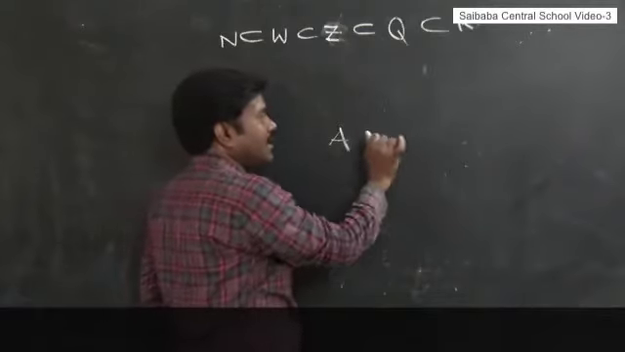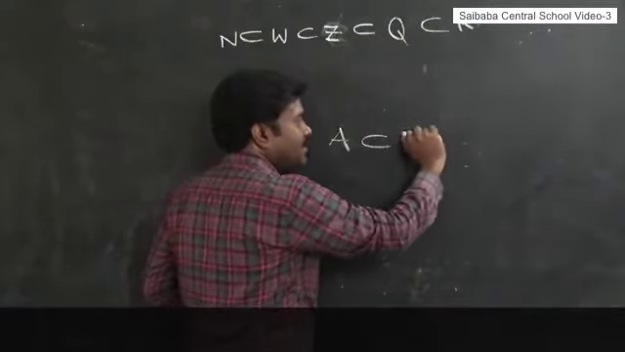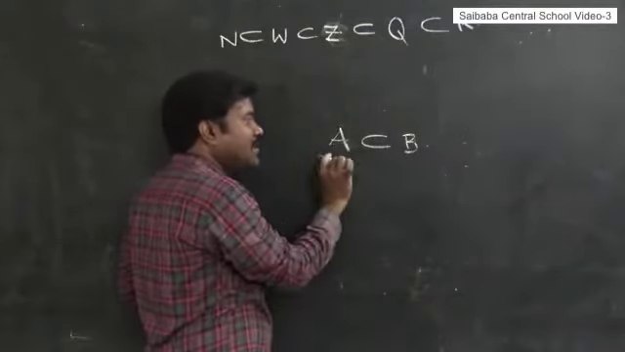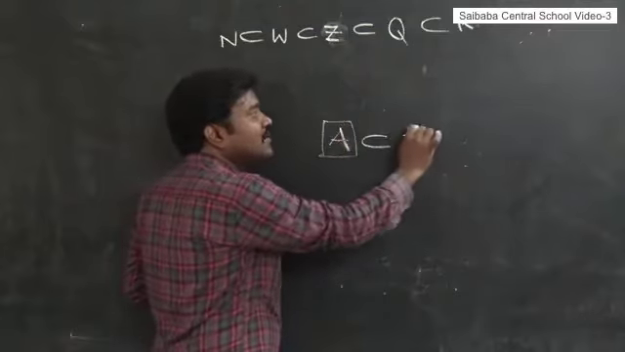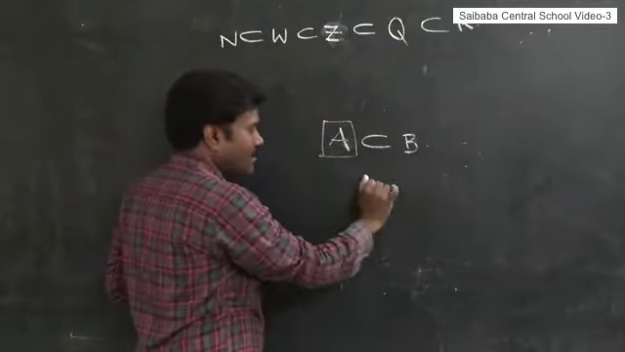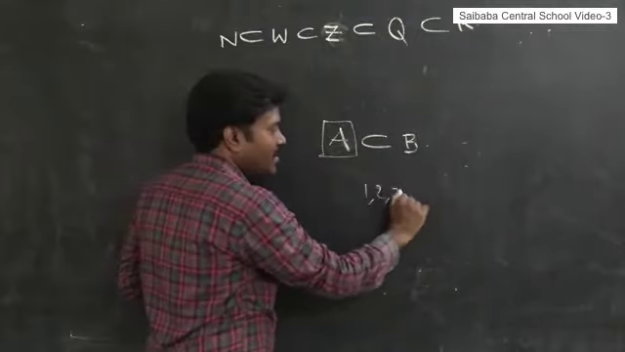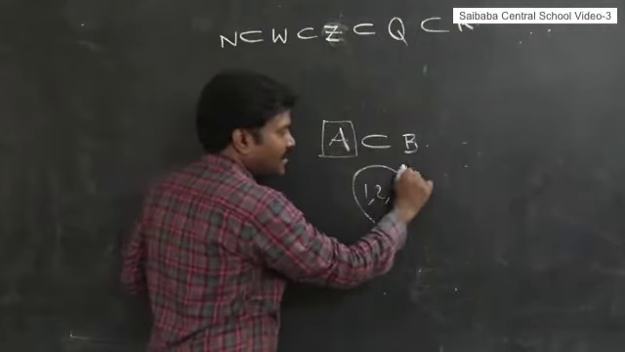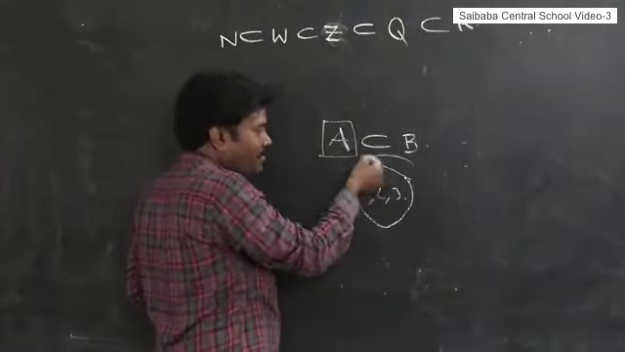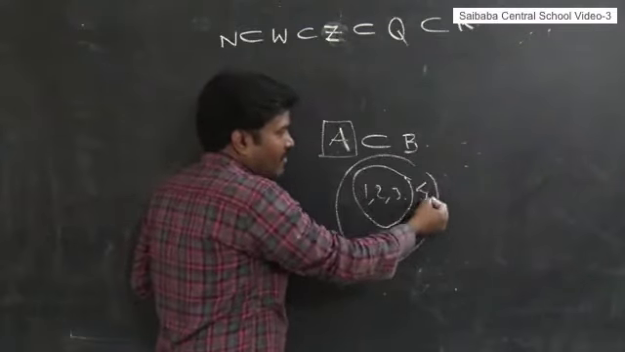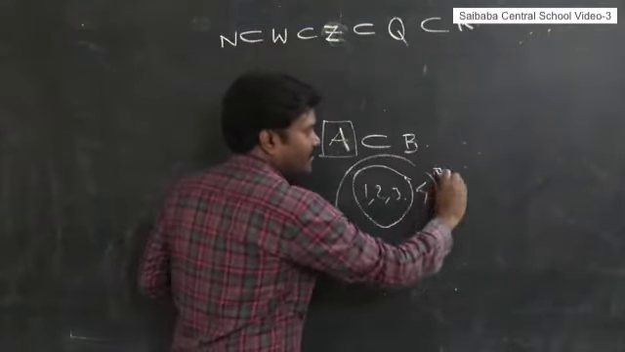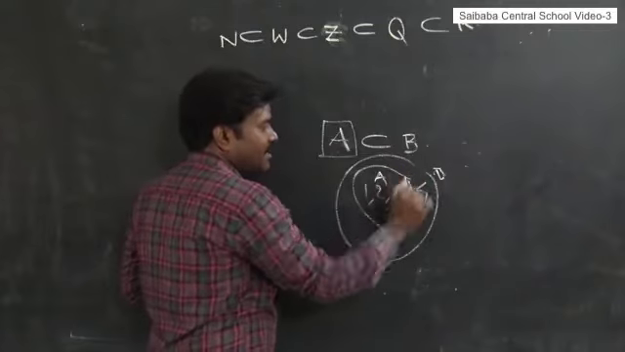A is a subset of B. It means that all the elements in A are also elements in B. For example, A, I am taking 1, 2, 3. B, I am taking 1, 2, 3, 4. This is B. The inside one is A.